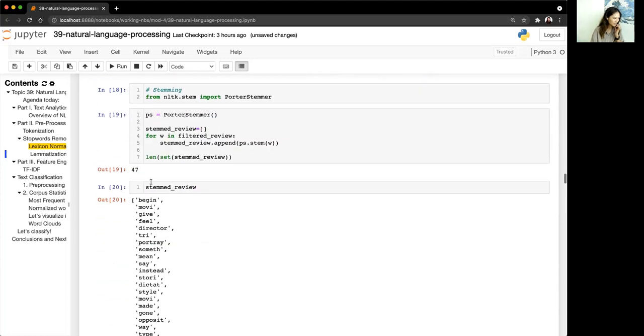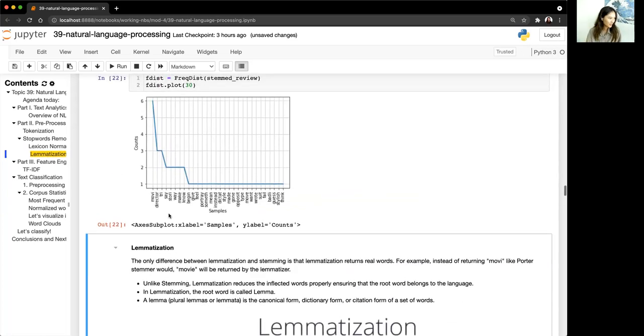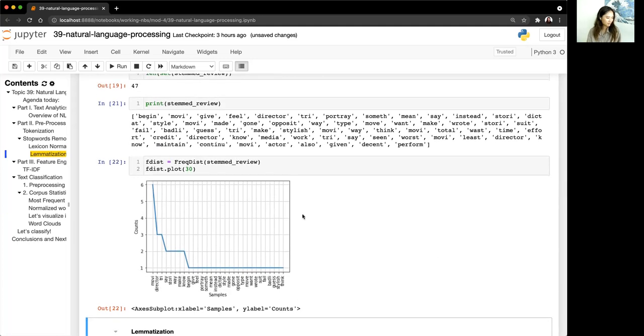Actually, let me do a print so it's neater. So now it says begin, movi, give, field, director, try, portray, some, mean. They've basically cut off the ends of every word. So maybe when you look at the frequency distribution, some noise is reduced. So we take a look at this. We have movie. This is not a very long review, so there are not many changes, but if you had a lot of plural forms and singular forms of a word, those would be combined.